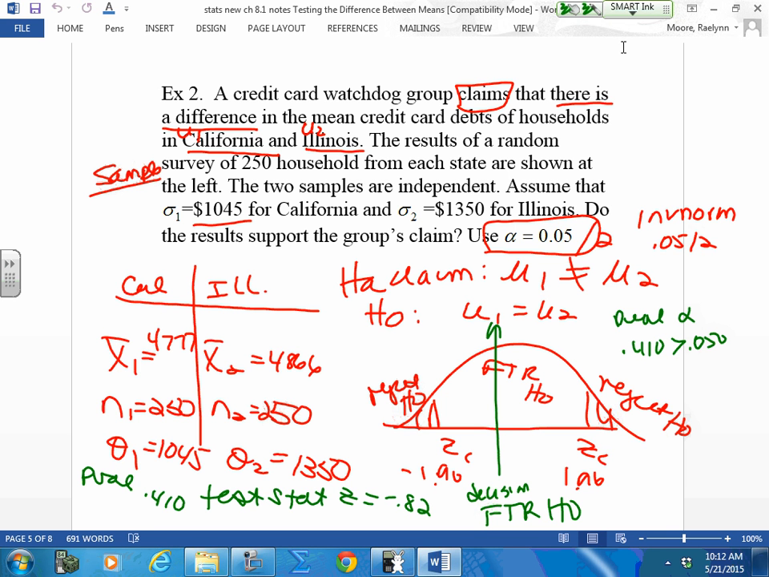And then you just go back and you say, okay, if I fail to reject my H0, then could I support my claim? If I fail to reject that they were equal, no. So at this point, can I support the group's claim? No. There's not enough evidence to support the claim that there is a difference in the mean credit debts of the households in California and Illinois.